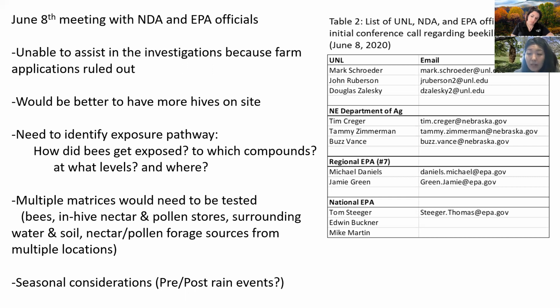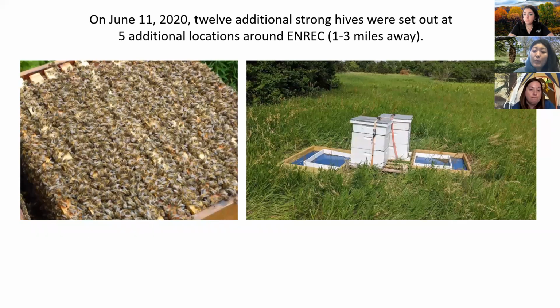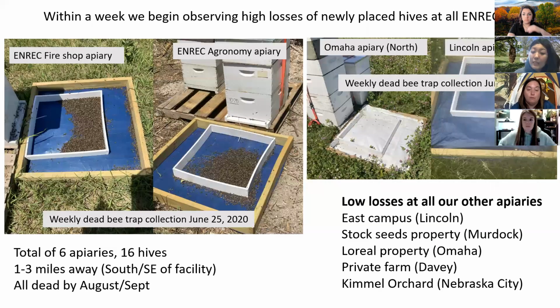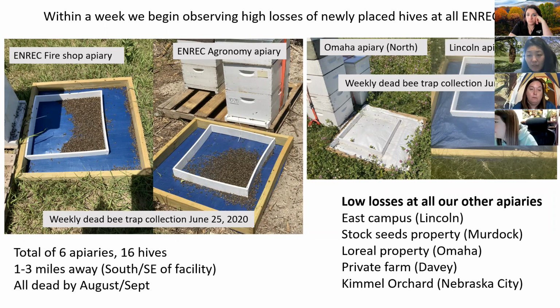So you can imagine the amount of sampling that needs to be done in terms of the bees, the food stores, the water, the soil, and the vegetation all around, and where and when to sample. This was going to be extremely difficult to do. But we tried to play along, and we put 12 additional colonies out, and immediately within a week, we started seeing these losses. So now we've got a lot of dead bees, a lot of contaminated resources, but not enough funding to do any kind of work with it. On the right, you can see images of all the other cities where we had bees being housed, which had very little losses or nothing like what we were seeing at Mead.